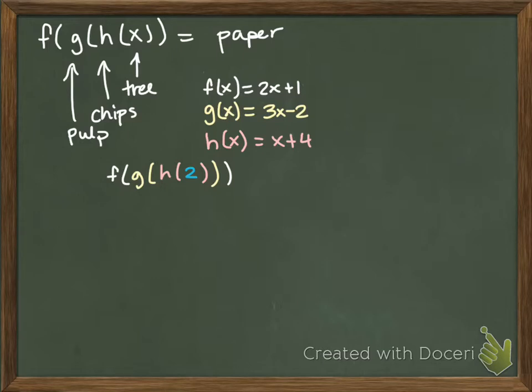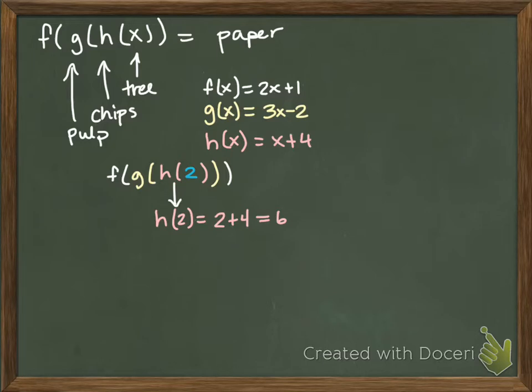Okay, what you're going to do is start from the inside, right? We're going to do h of 2 first. So h of 2 is going to be, our h is x plus 4, so we have 2 plus 4, because your 2 is just your x. We plug that in where the x went. So 2 plus 4 is 6, right? That's our output.